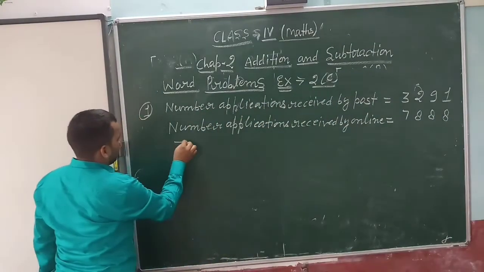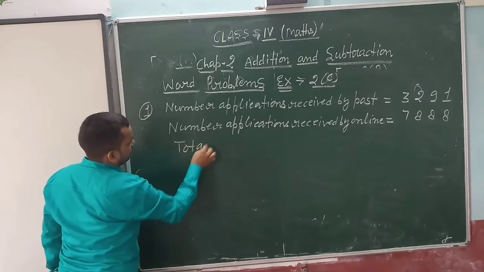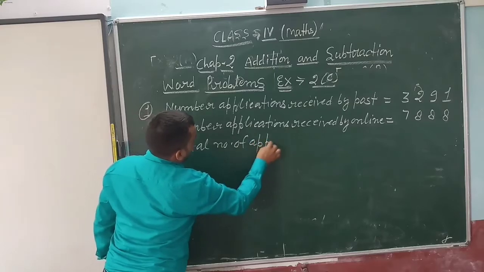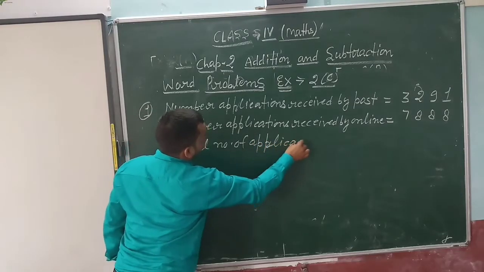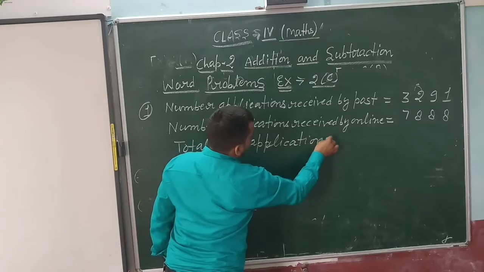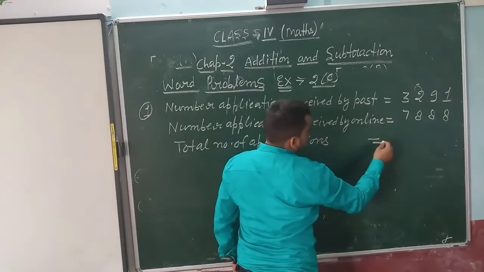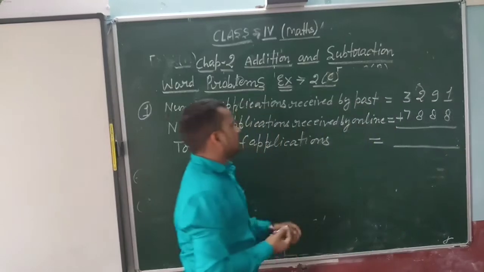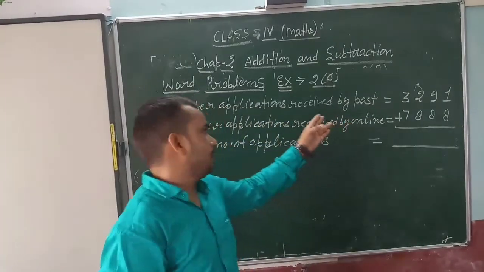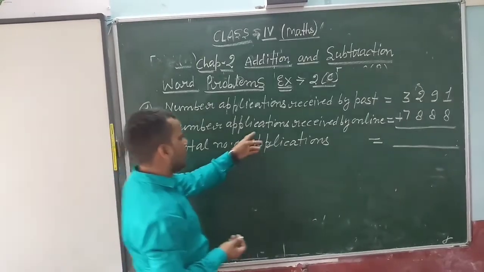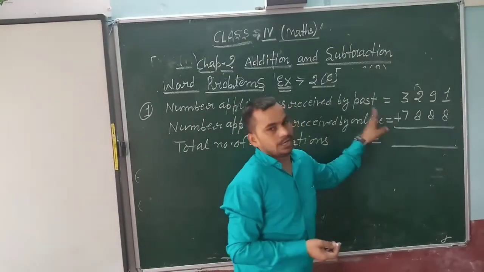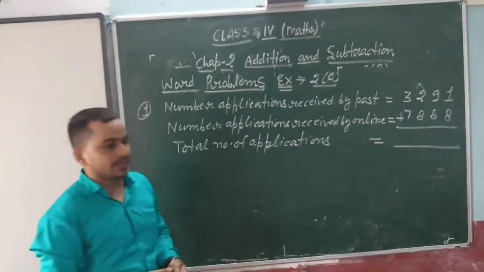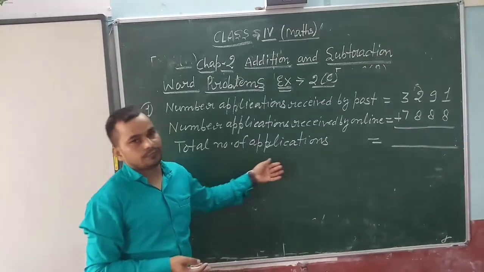Then total number of applications equals, you have to add number of applications received by post and number of applications received by online. When we add both the numbers, we get the total number of applications.